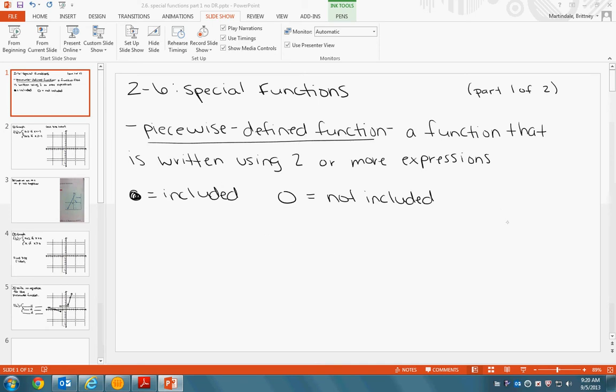It's a function that is written using 2 or more expressions. And then you should already know this, but a closed circle means included, an open circle means not included. So take a second, write that down, and then we're going to do some.